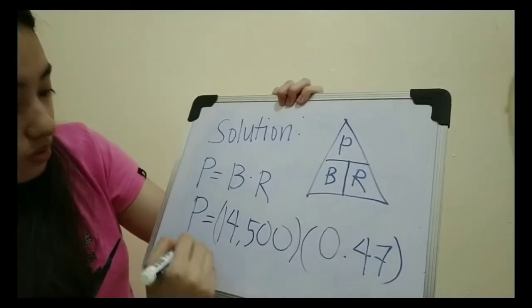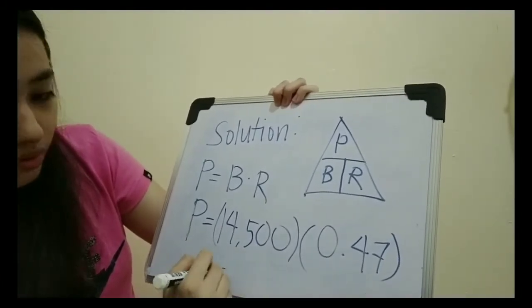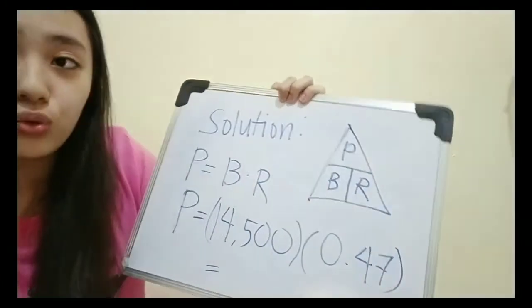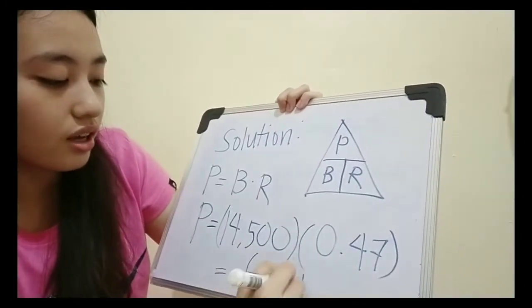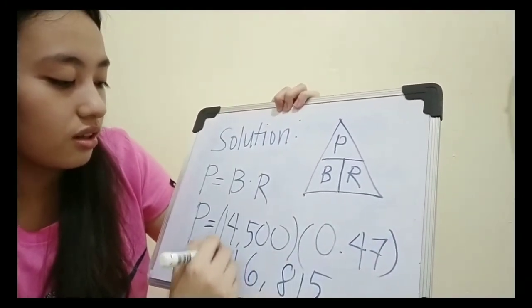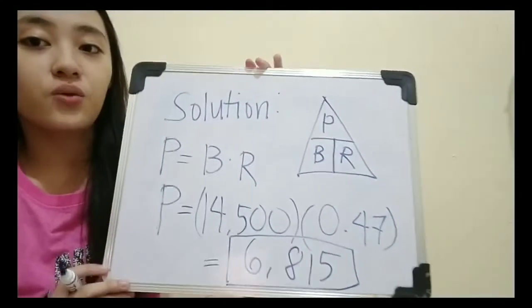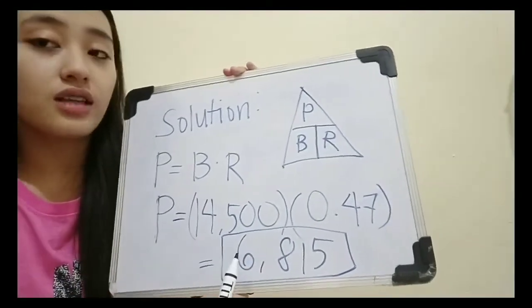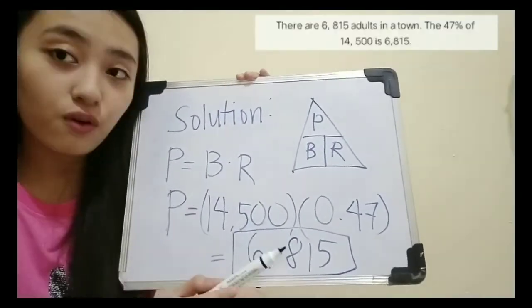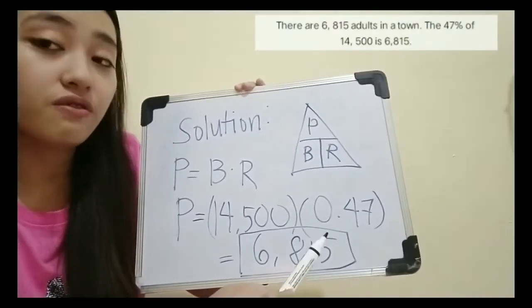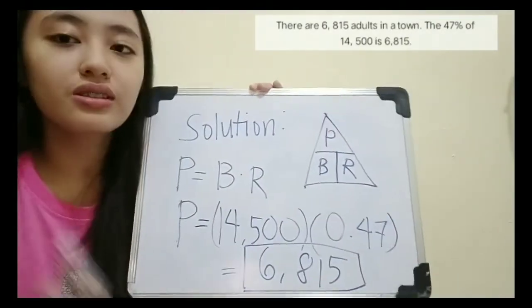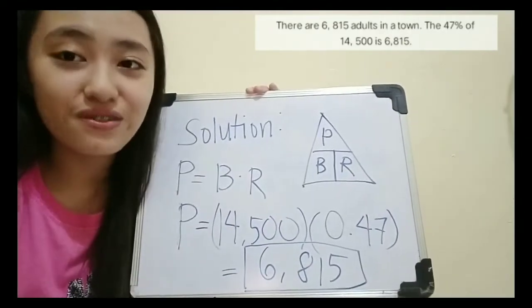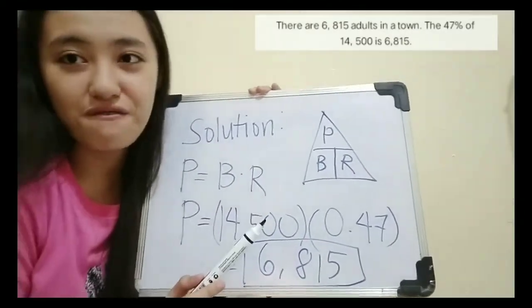Simplifying, 14,500 times 0.47 is equal to 6,815. Here we can come up with the answer 6,815, and so therefore there are 6,815 adults in the town. So 6,815 is the 47% of 14,500.